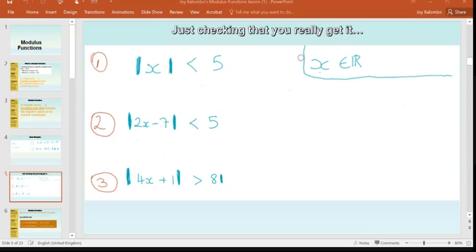Okay, so why can't X equal minus 5? Because what is the modulus of minus 5? Oh, right, okay.